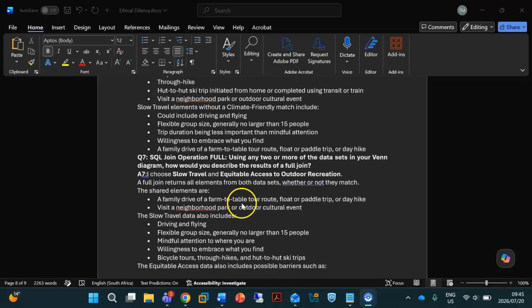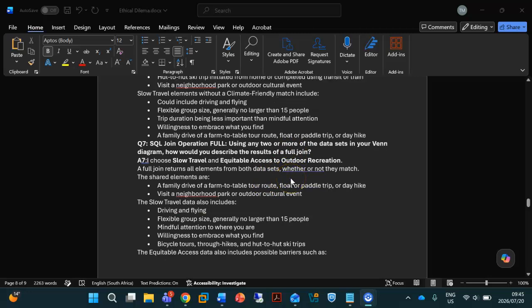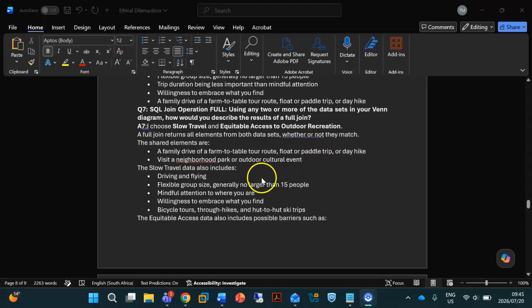Then question number 7, using any tool remove the data sets in your Venn diagram. How would you describe the results of a full join? So choosing the slow travel and equitable access to outdoor recreation, a full join retains all elements from both data sets whether or not they match. So the shared elements are a family drive of a farm to table tour route, float or pedal trip or a day hike, and a visit to a neighborhood park or a cultural event.